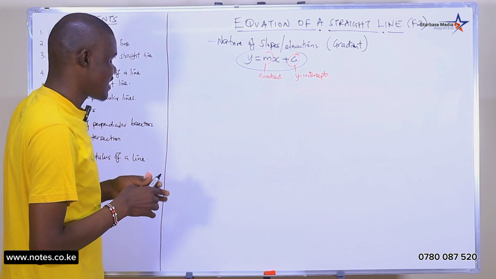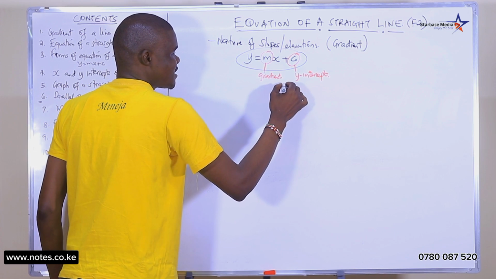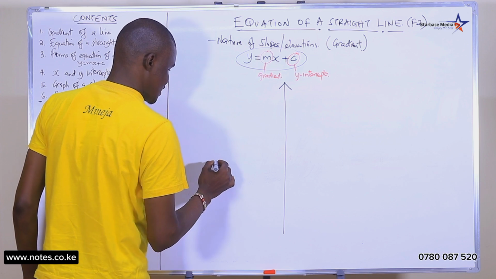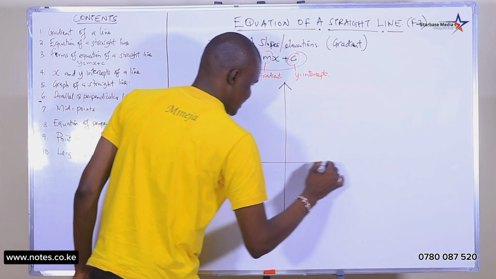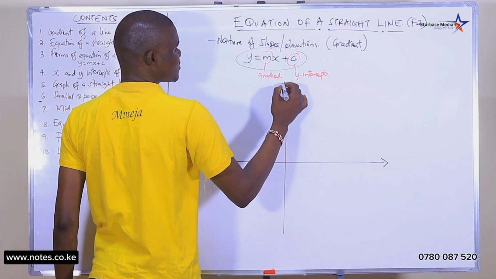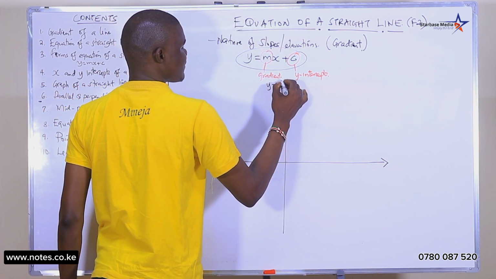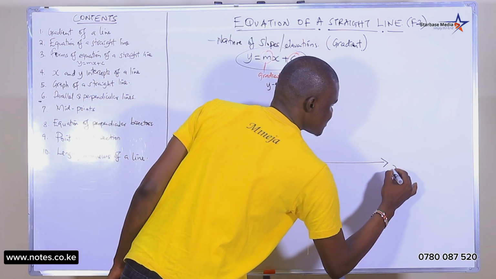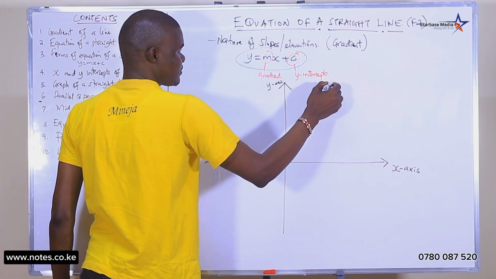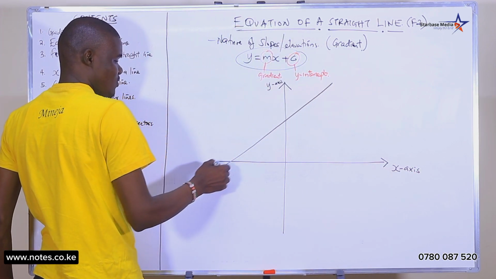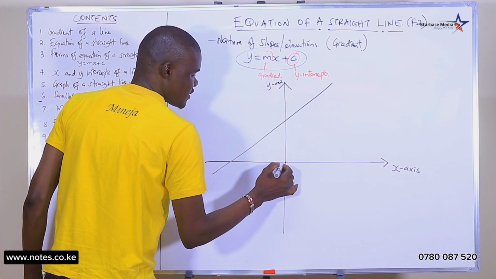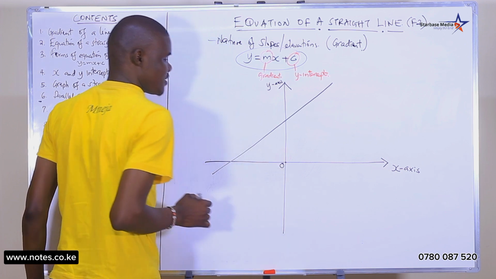I'll be having a graphical representation on a Cartesian plane so that you are then able to understand what we are talking about. A Cartesian plane is basically a plane that is formed by the intersection of two axes. We have the y-axis, that is the vertical axis, and the horizontal axis is called the x-axis. Assuming we had a straight line passing through the Cartesian plane, the point of intersection of the axes is called the origin.